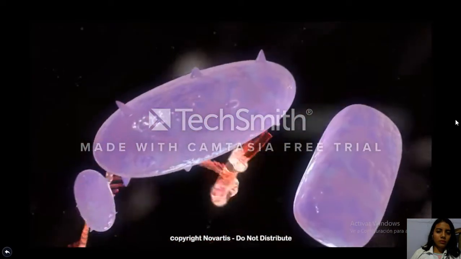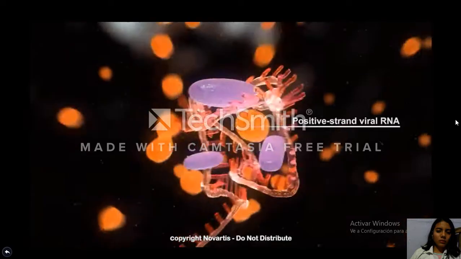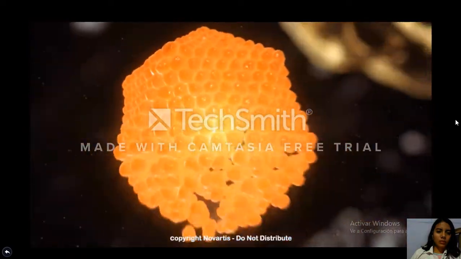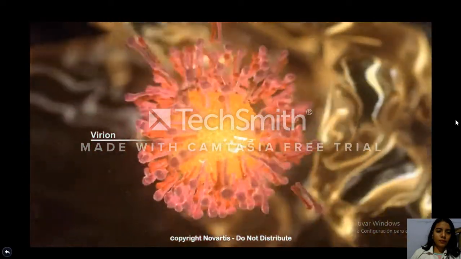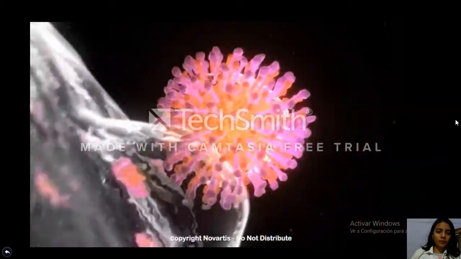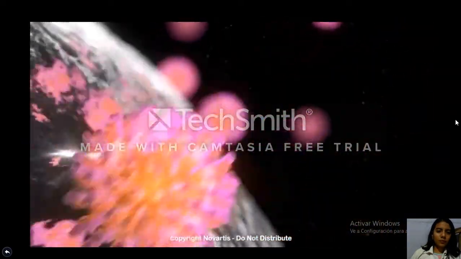The viral RNA is then packaged to form new HCV virions. The virions mature in the Golgi apparatus and are released from the host cell by exocytosis.